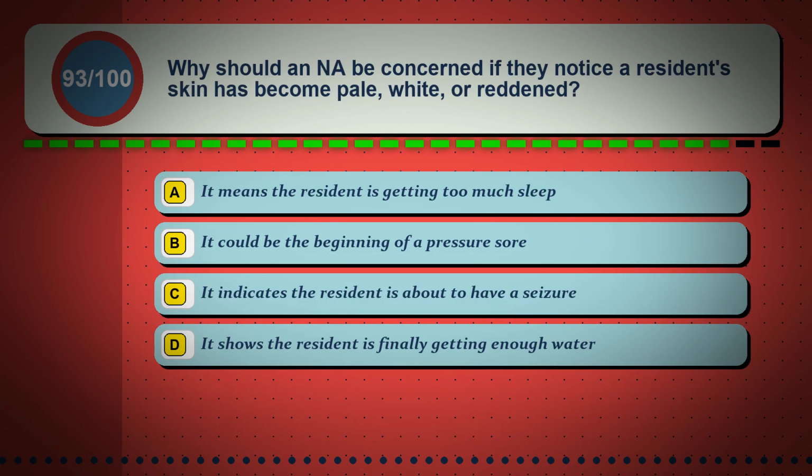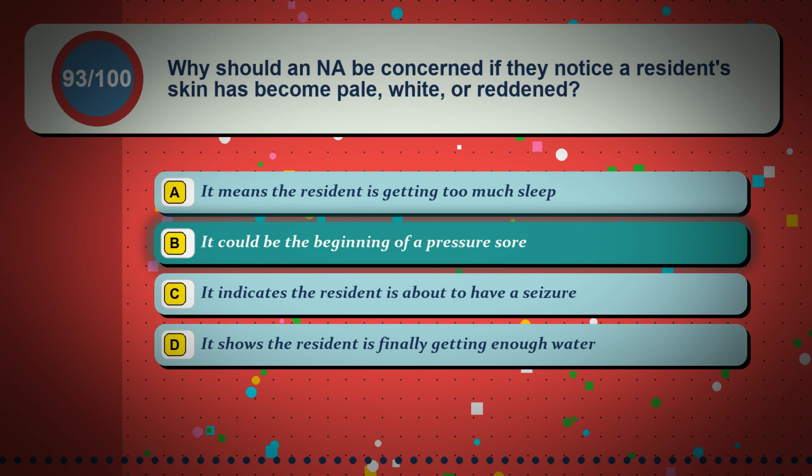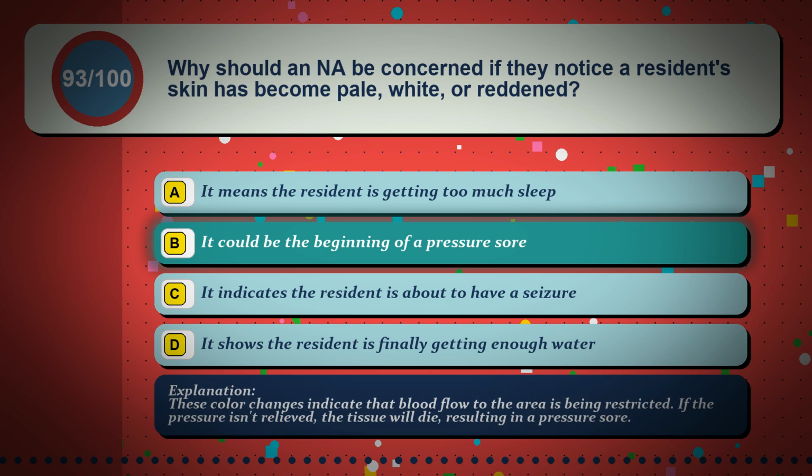Question 93. Why should a NA be concerned if they notice a resident's skin has become pale, white, or reddened? Option A. It means the resident is getting too much sleep. Option B. It could be the beginning of a pressure sore. Option C. It indicates the resident is about to have a seizure. Option D. It shows the resident is finally getting enough water. The correct answer is option B. It could be the beginning of a pressure sore. These color changes indicate that blood flow to the area is being restricted. If the pressure isn't relieved, the tissue will die, resulting in a pressure sore.